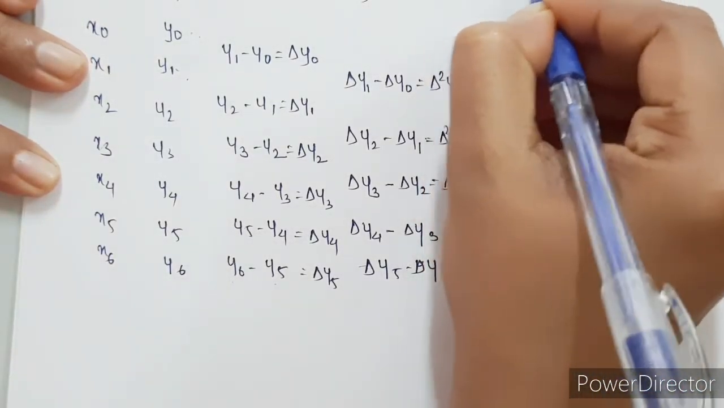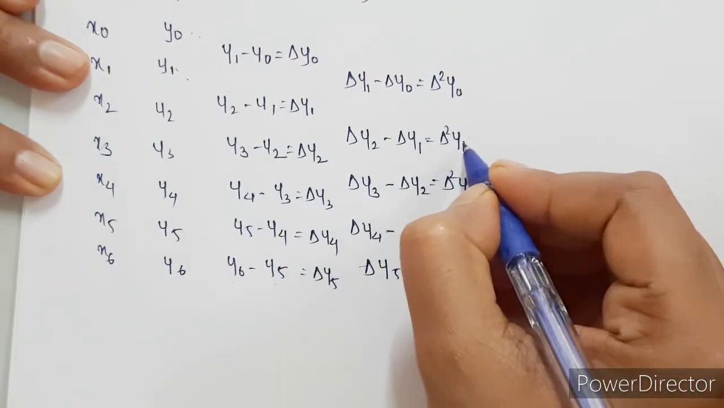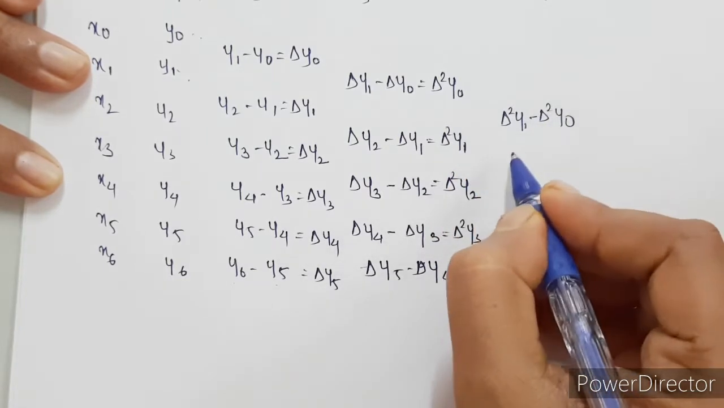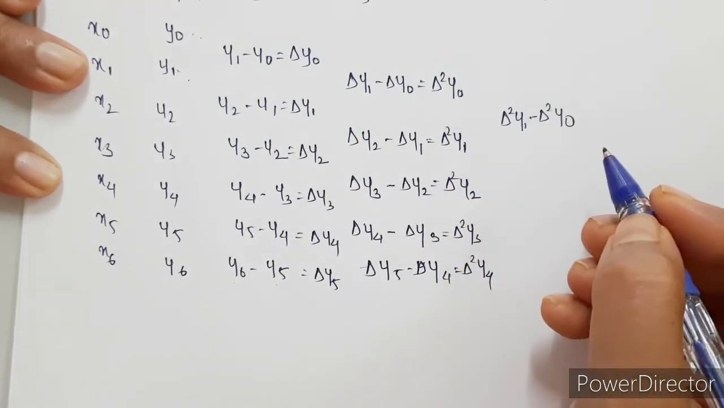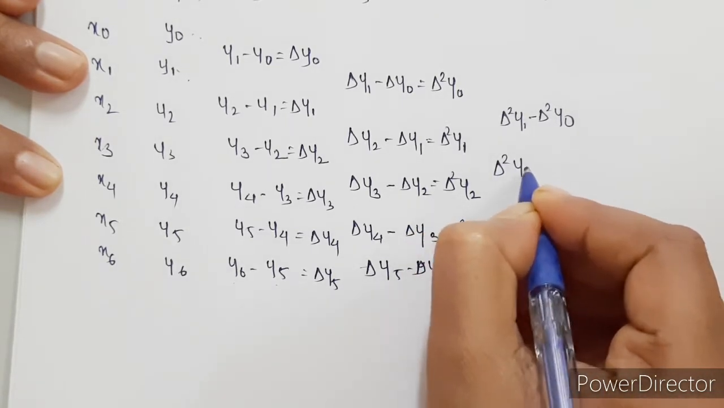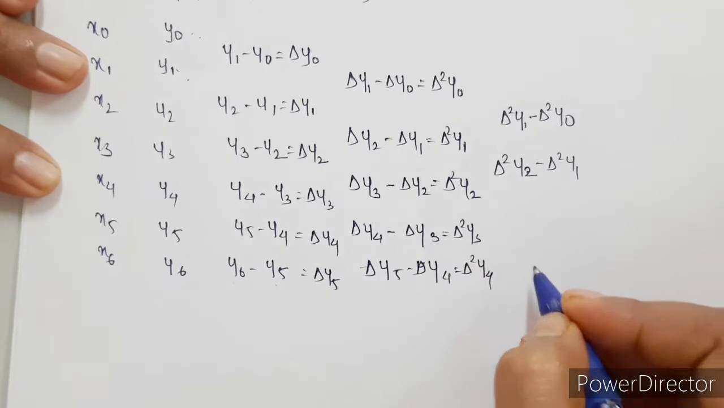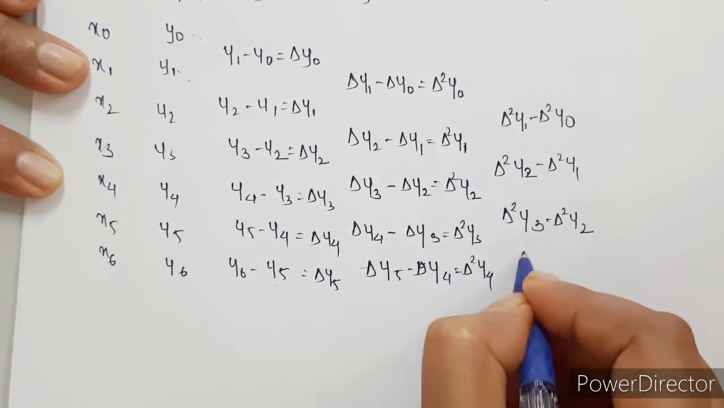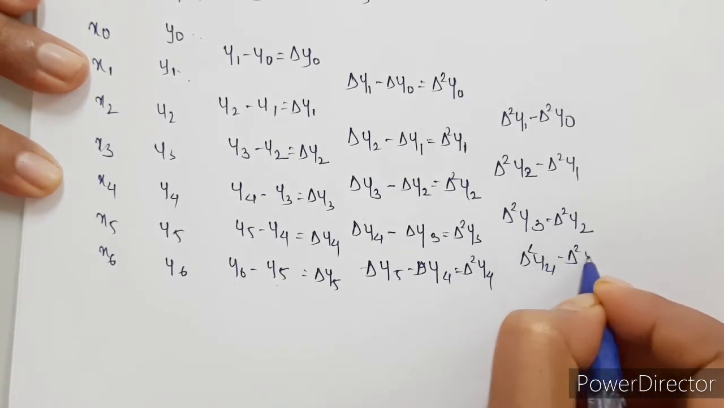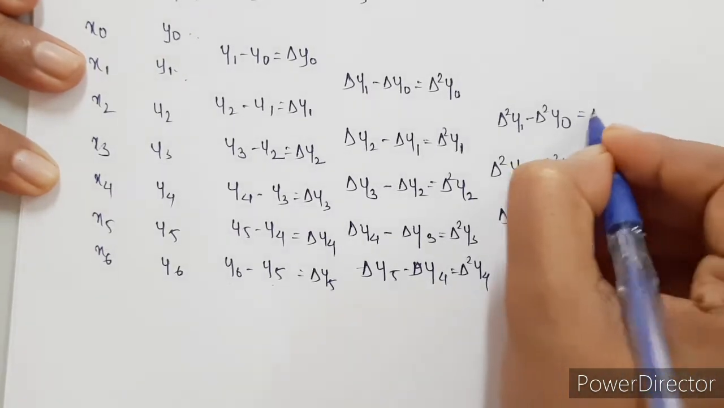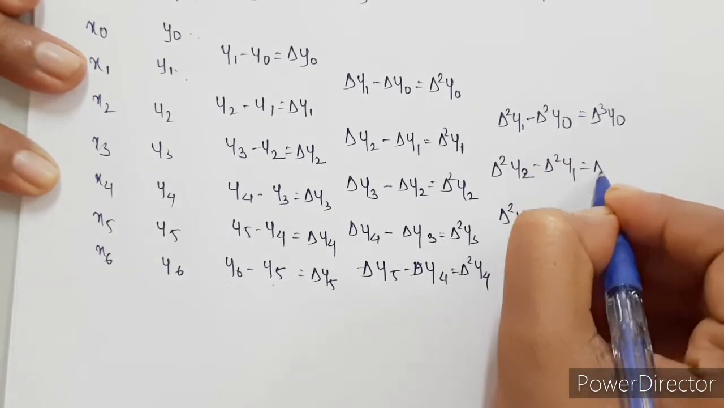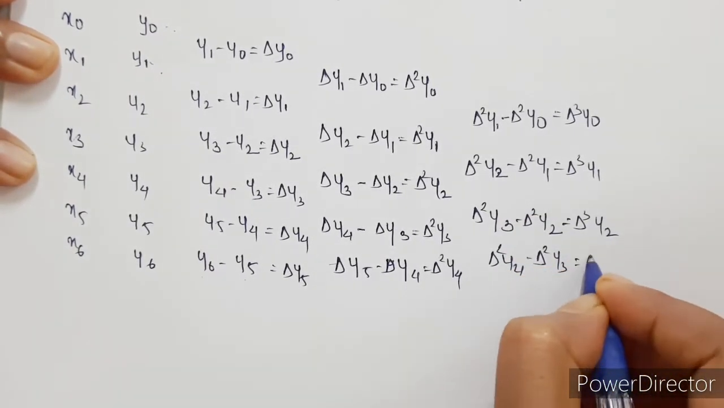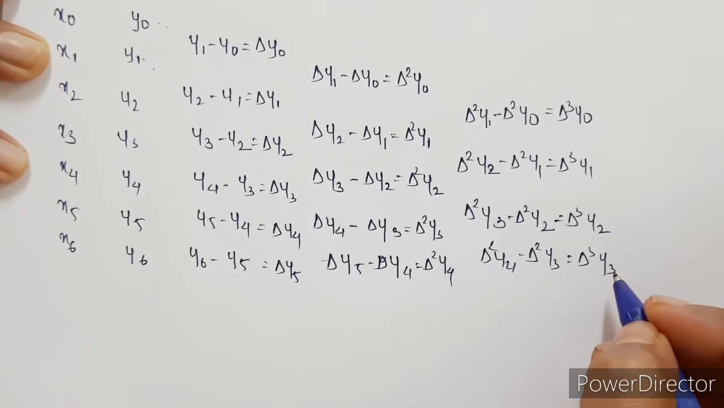Then third difference. The third difference will be delta square of y1 minus delta square of y0, second difference of y1 minus second difference of y0. Similarly, second difference of y2 minus second difference of y1, second difference of y3 minus second difference of y2, second difference of y4 minus second difference of y3. This is third difference of y0, third difference of y1, third difference of y2, third difference of y3.